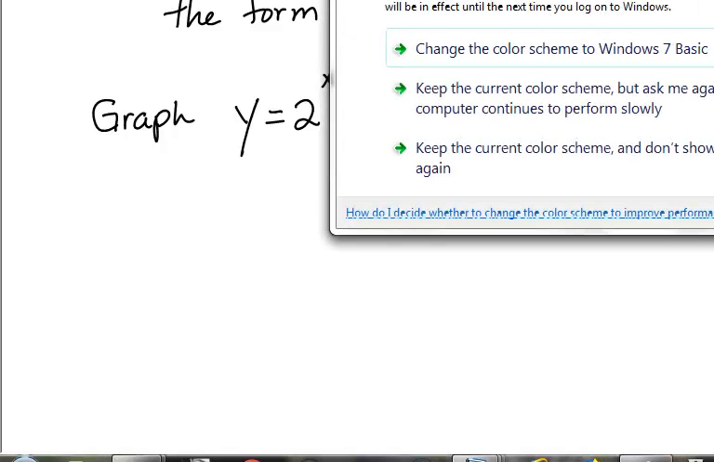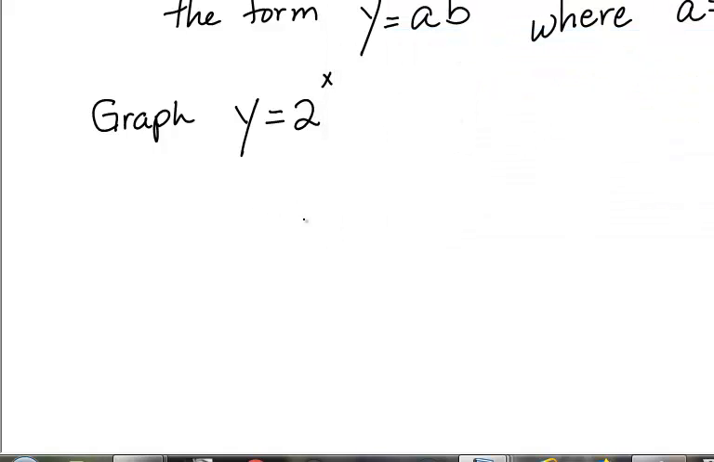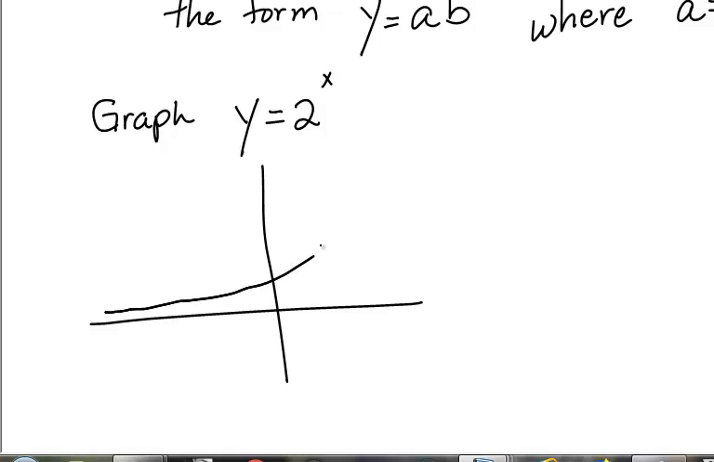It should give you something like this, where the graph is going along and then goes up exponentially. What is this point right here? Do second function calculate, right above the trace key, and do value at x equals 0. If I'm right on the axis, x is 0, and what's the y value? 1. So this ordered pair is 0, 1.